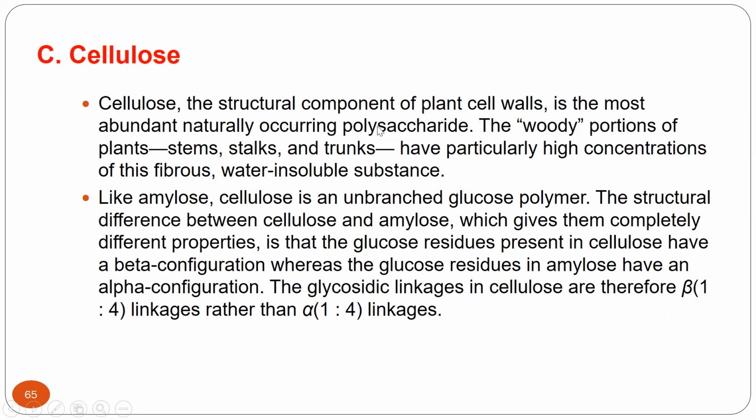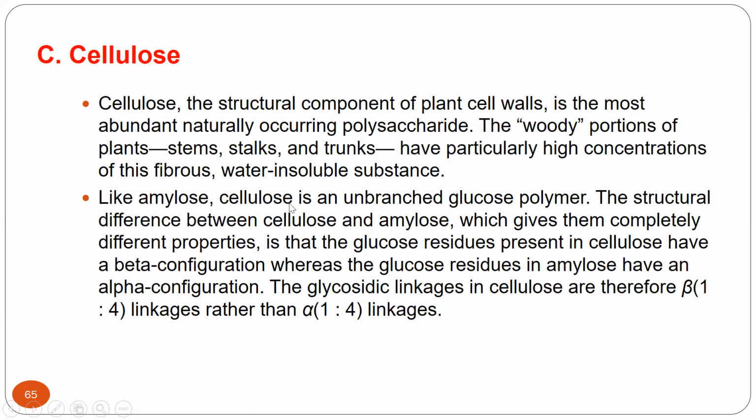Cellulose is the natural component of plant cells. We have learned that it is the most abundant naturally occurring polysaccharide. It is found in the plant cell wall, in the membranes of plants. The woody portions of the plant stems, stalks, and trunks have a particularly high concentration of the fibrous cellulose. So the woody portion, the stems, stalks, and trunks of trees or any plants, is made up of cellulose.